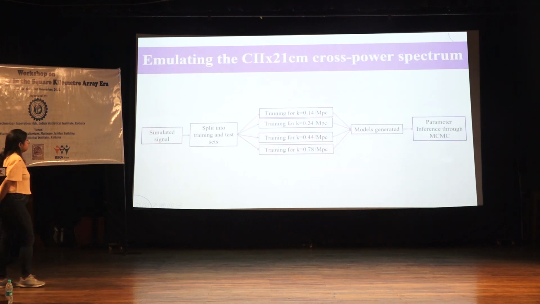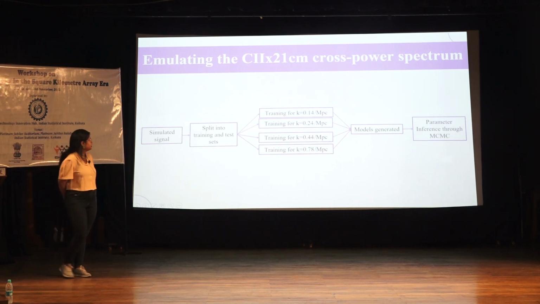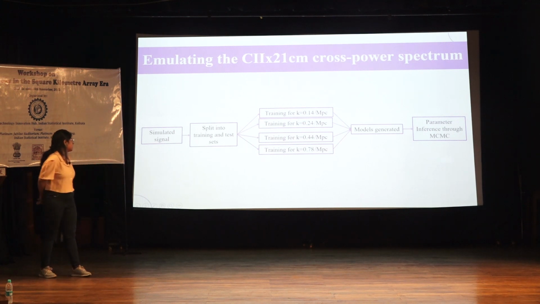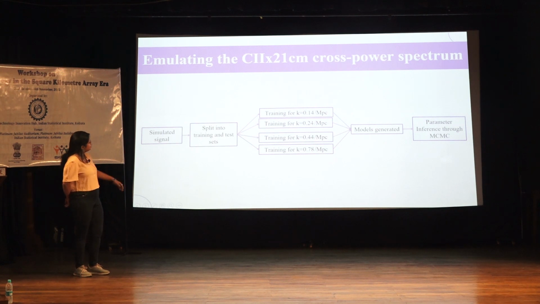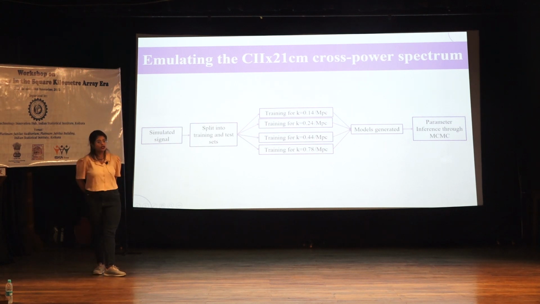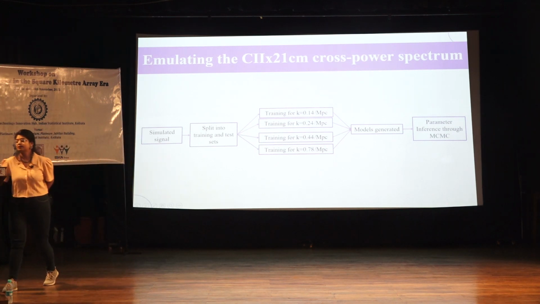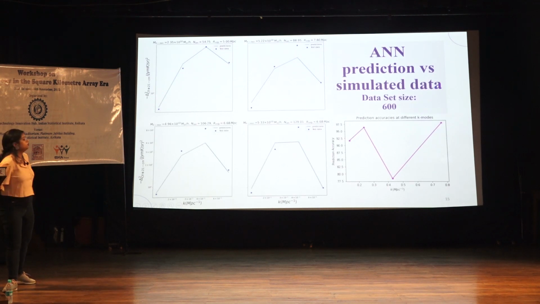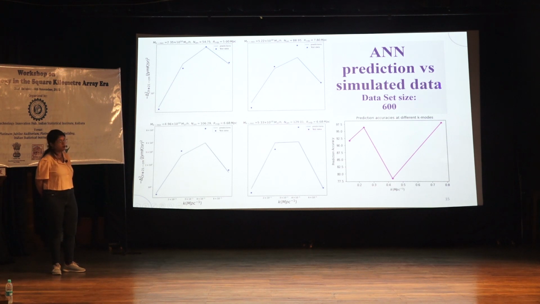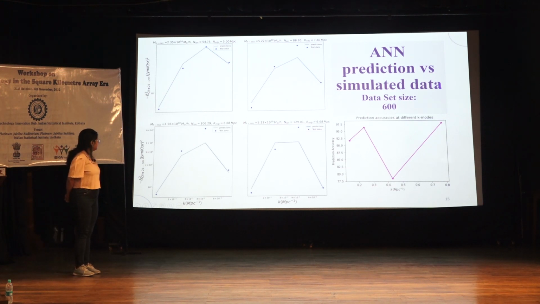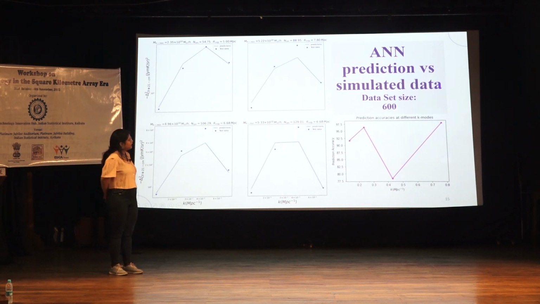Now, from there we moved on to the next part, which is the C2 21 centimeter cross power spectrum. And these are the steps that we followed. So again, we simulated a bunch of data. We split those into training and test sets. And then we trained 4 different models for 4 different K modes. And after the models were generated, we tried to perform parameter inference. So basically, using the 4 different models, this is the kind of estimates we are getting at this point. So every K mode has a different model, and we used a data set size of 600.